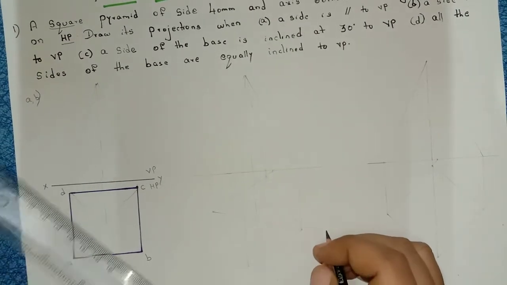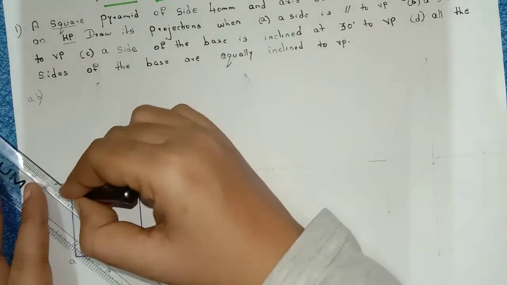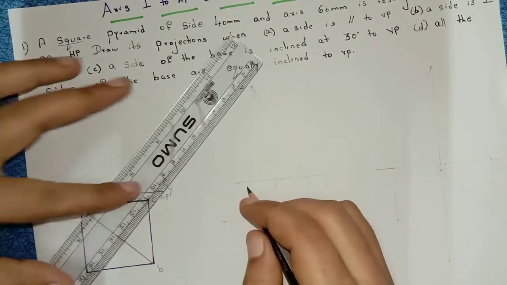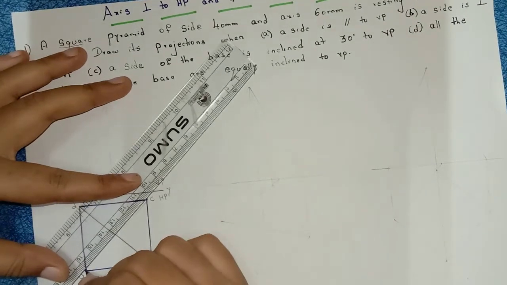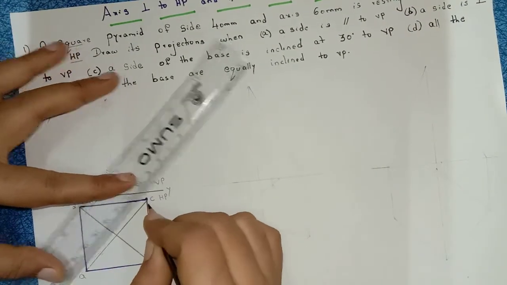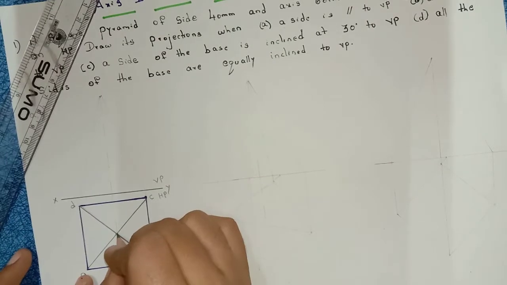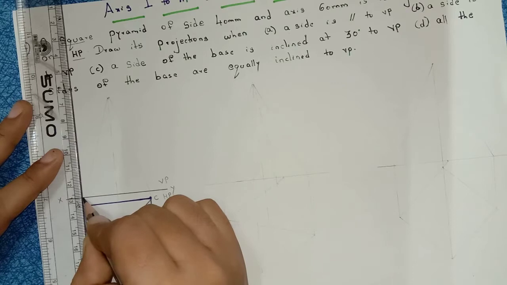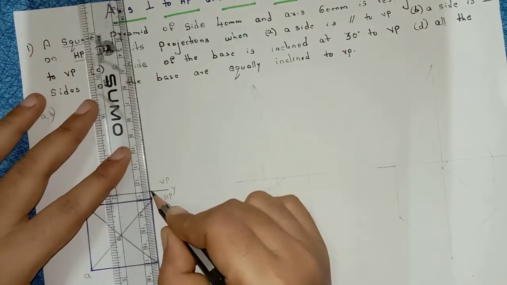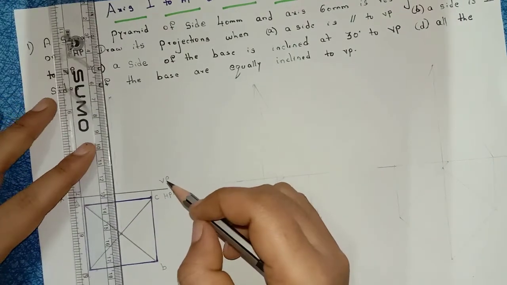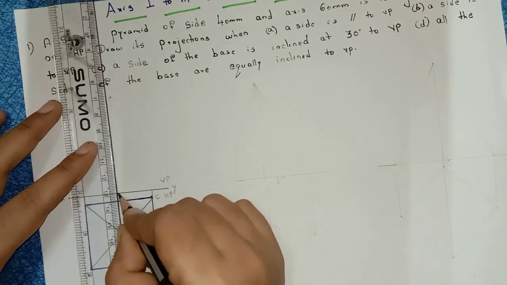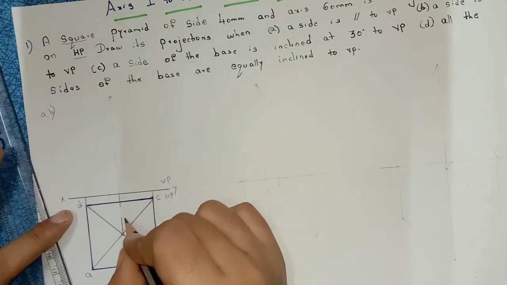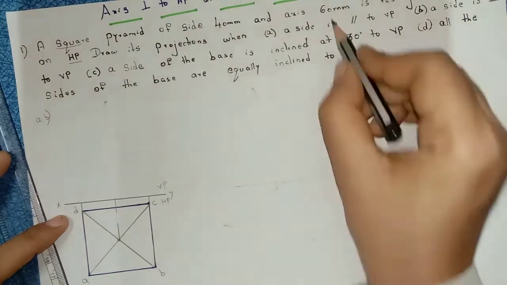Now after constructing the square, mark the midpoint of the square. You have to compulsorily construct the axis line. In order to construct the axis line, you have to join the diagonals. Now what is the next step? From AD, project the line till the reference line. From BC, project the line till the reference line. From the axis also, project the line till the reference line.